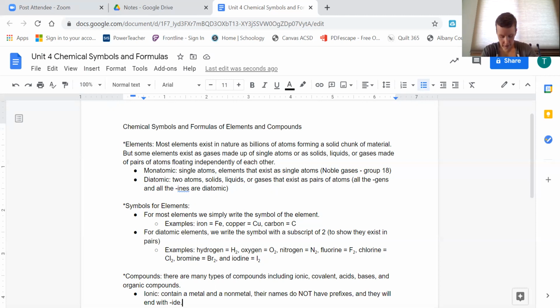Okay, now there are some compounds that don't follow these rules, and they're more complex, but I will always give you their formulas. If it's a simple ionic compound, I will expect you to take its name and make its formula. But if it's a more complex one with polyatomic ions, I will give you the formula.